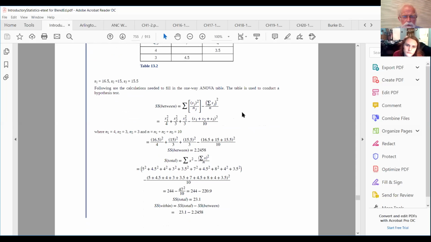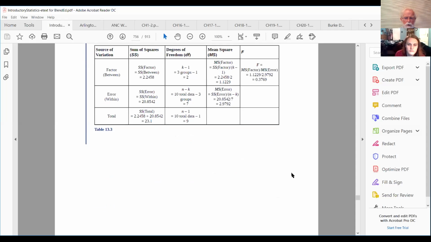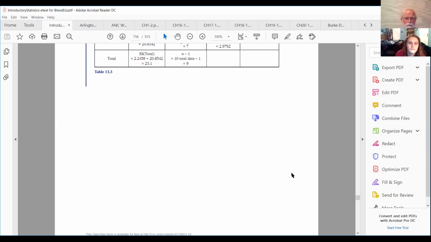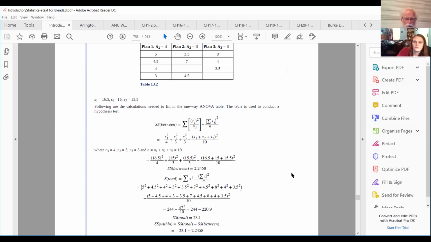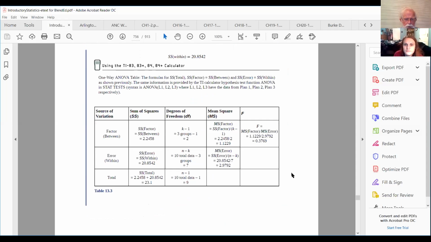What we've got is a way of doing this. Now they've used a calculator here. And so what we've done is we've come up with an F-test of 0.3769. So what does that mean? Let's go back up. We calculate that, and I believe that indicates that these are not very well related.